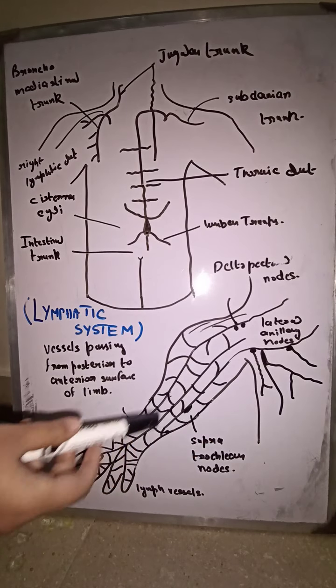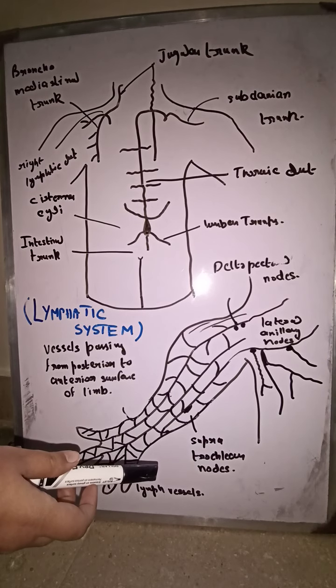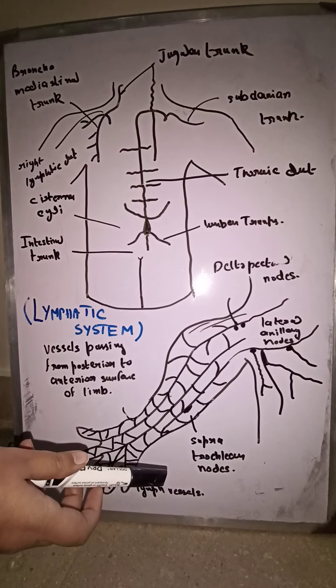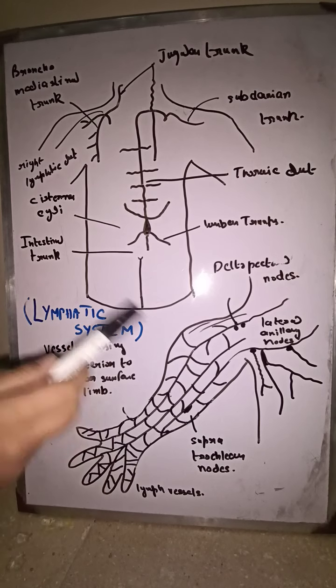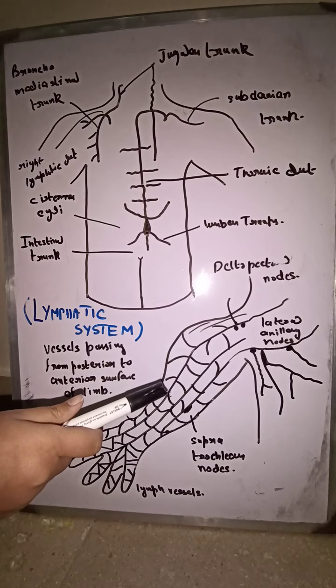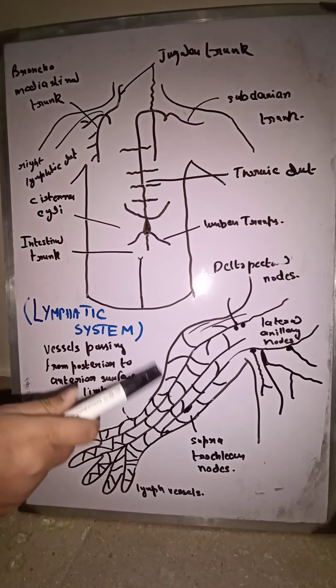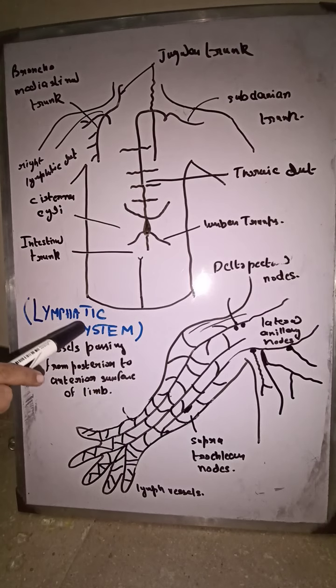As you can see on the screen, often several lymph nodes are present in our body, but the lymph vessels that carry the lymph to the lymph node are referred to as afferent vessels. Always remember that they are the afferent vessels, and those that transport lymph away from the node are efferent vessels.